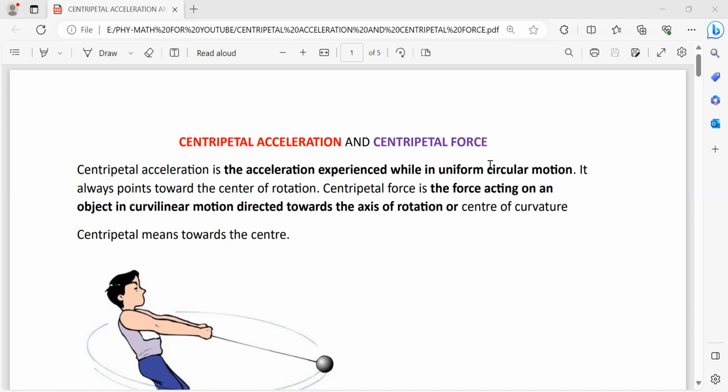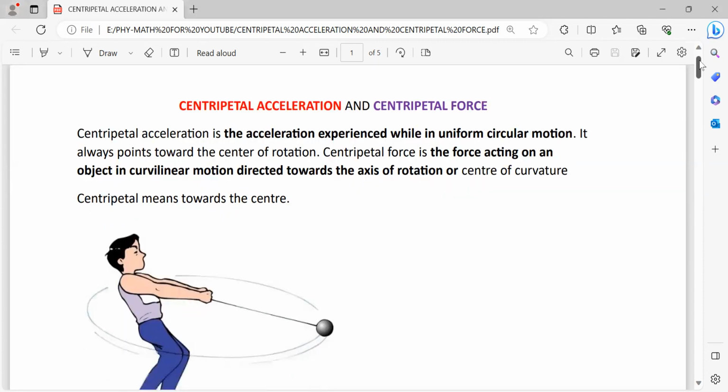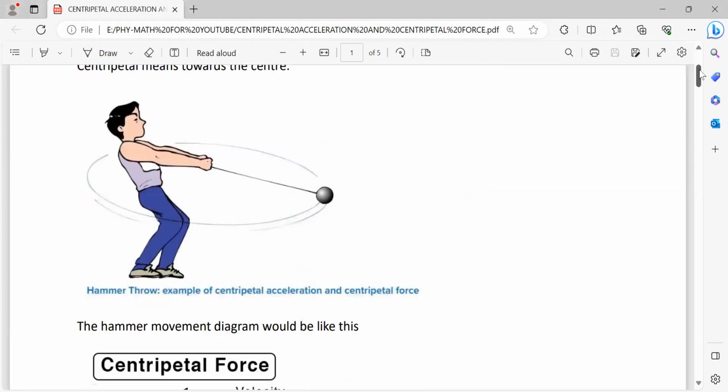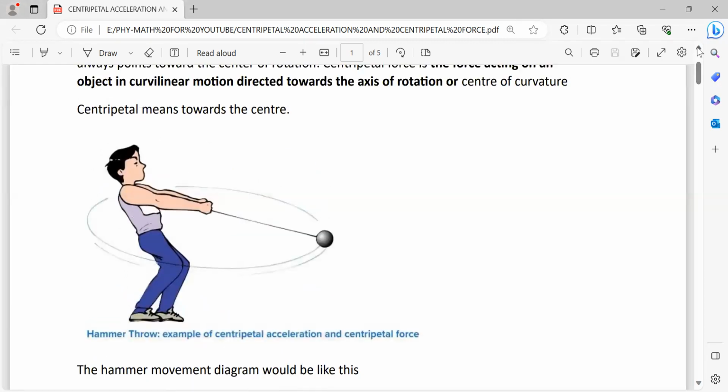Next, the centripetal force is the force acting on an object in curvilinear motion directed towards the axis of rotation, or center of curvature. The direction of the force is always to the center of the circle, or the center of the rotation. Centripetal means towards the center.